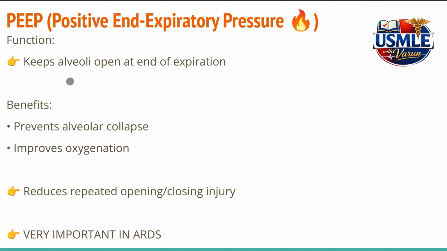We'll also try to understand the pressure that is applied at the end of expiration, which is also called positive end expiratory pressure, or PEEP. So this pressure keeps the alveoli from collapsing. What happens is that the collapsed alveoli cannot participate in gas exchange. So keeping them open helps us improve oxygenation, and it also helps prevent repeated opening and closing injury.